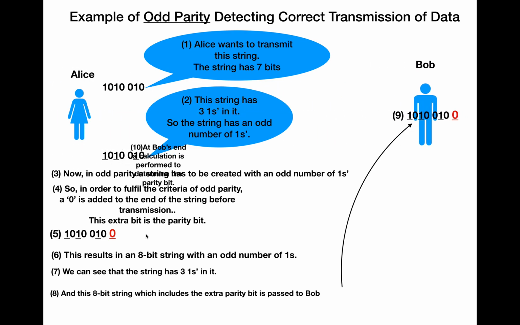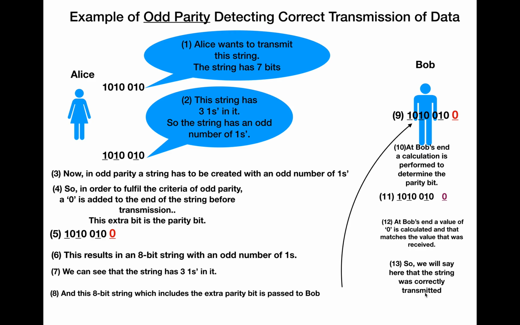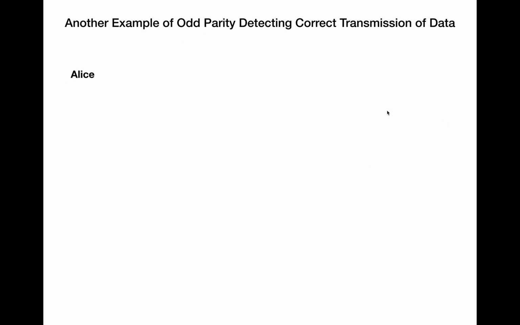So Bob has now received it. Upon receipt, at Bob's end, a calculation is done to determine the parity bit, and the parity bit is calculated to be 0 with odd parity. This 0 matches the 0 that Bob received, so we say the string was transmitted correctly. Here we are using odd parity to detect correct transmission of data, and in this example there was correct transmission. Let's look at another example of correct transmission involving odd parity.